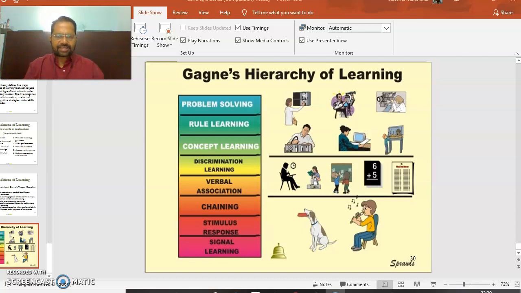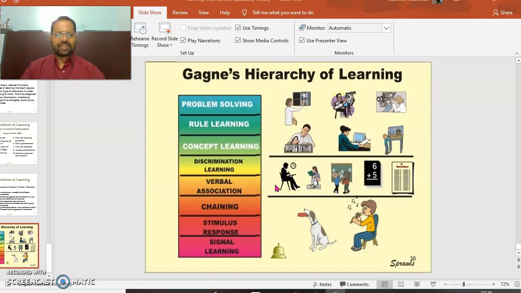Signal learning is the basic form of learning. Once we reach signal learning, once we master it, only then can we move to this second stage, stimulus response. Then there is this chaining. So these images show what happens. Classical conditioning, ringing of the bell, and the dog salivates, stimulus response. If this is classical conditioning, this is operant conditioning. Then this is chaining, verbal association.